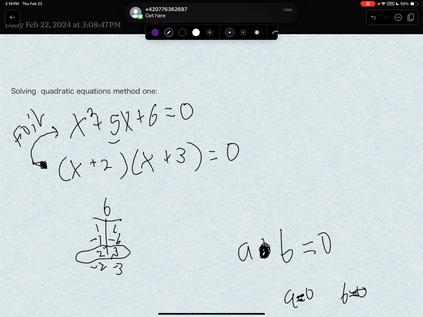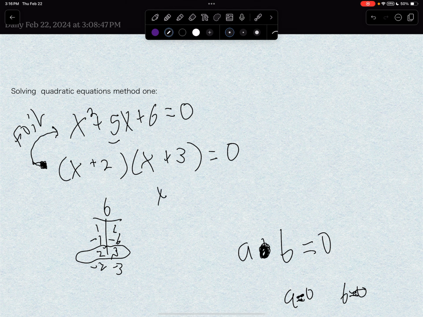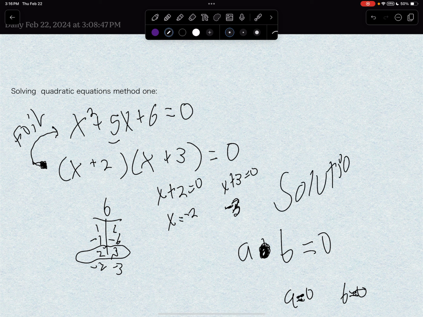So we could say the x plus 2 equals 0, or the x plus 3 has to equal 0. That means that if you subtract 2 from both sides, x is going to be negative 2, or negative 3. Those are the only possibilities. Those are the answers. Those are the solutions. x equals negative 2 and x equals negative 3.